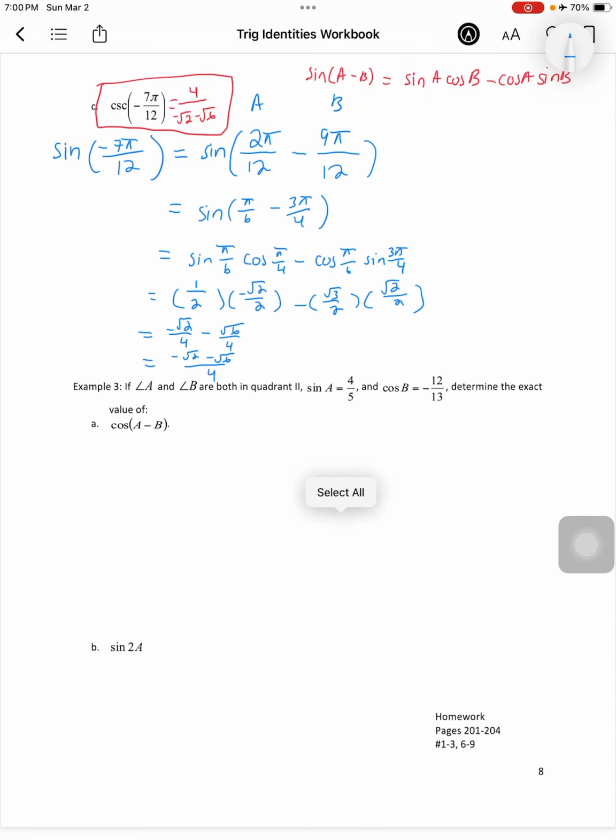So here, example 3. If angle A and angle B are both in quadrant 2, sine A equals 4 over 5 and cos B equals negative 12 over 13. Determine the exact value of the following.